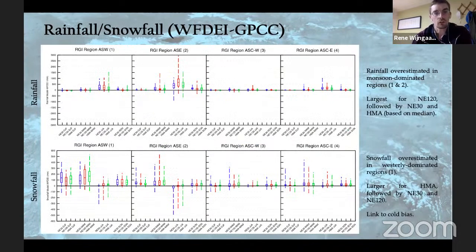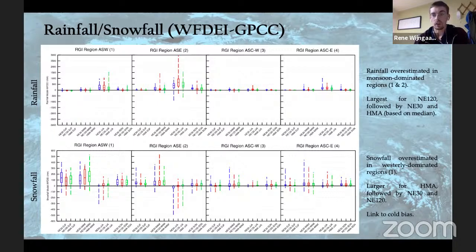Then the rainfall and snowfall. For rainfall, we can mainly see an overestimation in the monsoon-dominated regions, especially in regions 1 and 2, which are monsoon-dominated. And they are the largest for the NA 120, which is the 1/4 degree model, followed by the NA 30, which is the 1 degree model, and the high mountain Asia grid.